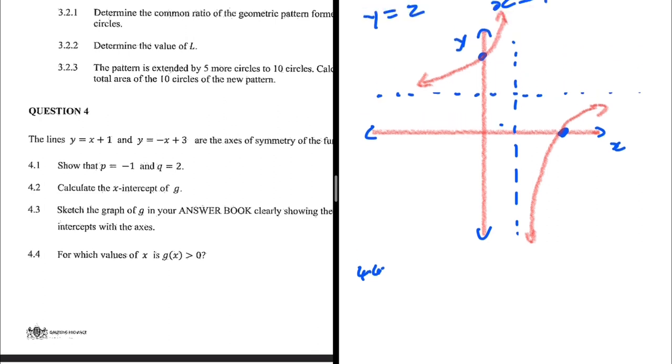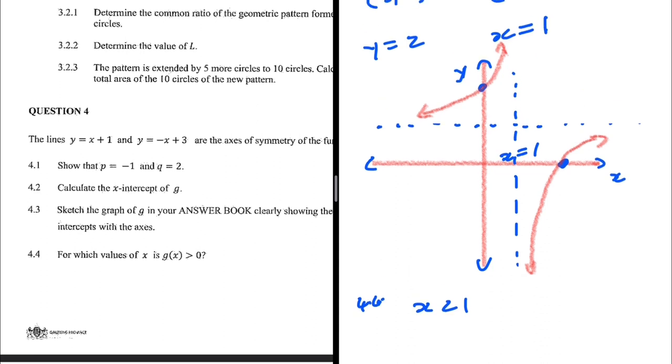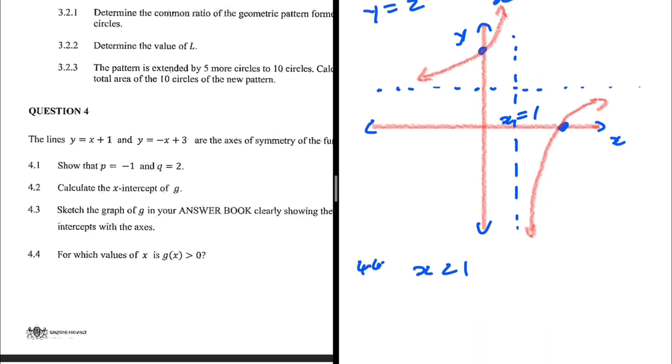So here we have x equals 1, right? When x is less than 1, g of x is greater than 0. We can clearly see that from the sketch. Here, g of x is greater than 0 when x is less than 1. And then when x is greater than 1, from here up to x equals 3, g of x is equal to 0 or less than 0. But when x is greater than 3, so from this point up to infinity, clearly g of x will be greater than 0.